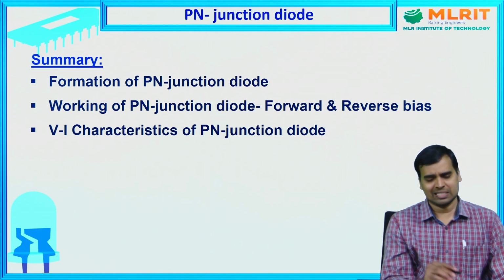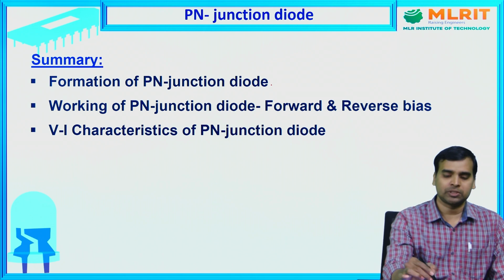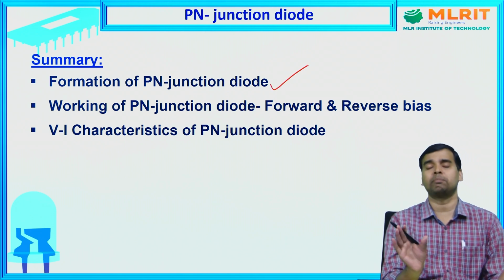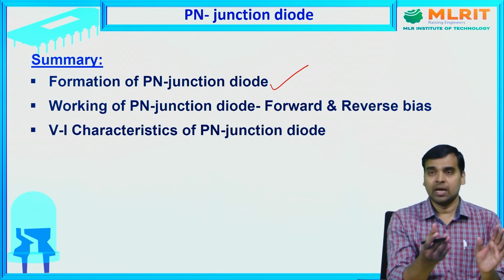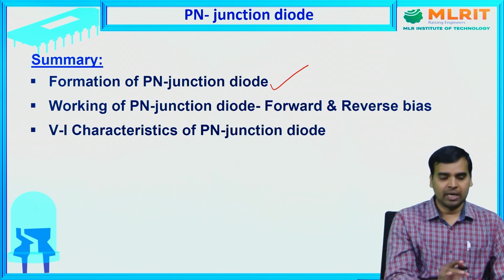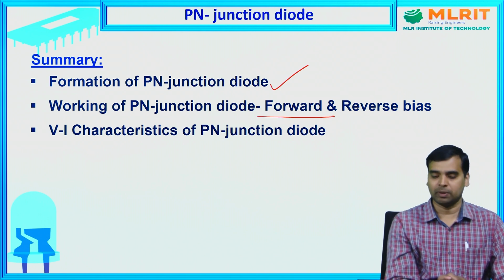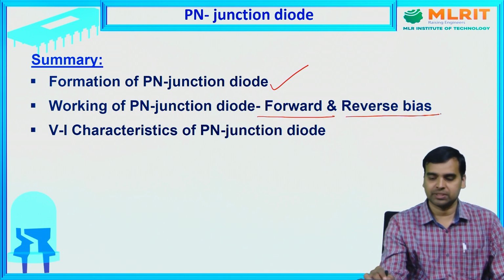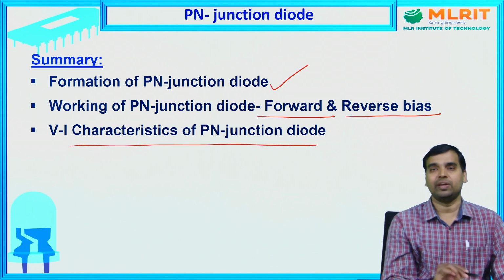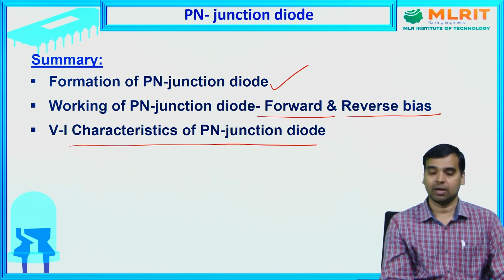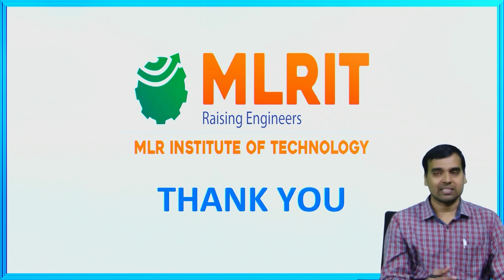Now, let us summarize today's lecture. In this lecture, we discussed the formation of PN junction diode, that is, whenever we combine p-type and n-type semiconductor, what is the process going on, that is the diffusion process, and how the barrier potential develops. And we discussed the working of PN junction diode, that is, when a PN junction diode is connected in forward bias, what is going on, when a PN junction diode is connected in reverse bias, what is going on, and finally, we discussed the VI characteristics of PN junction diode. I hope it's clear about working and characteristics of PN junction diode.